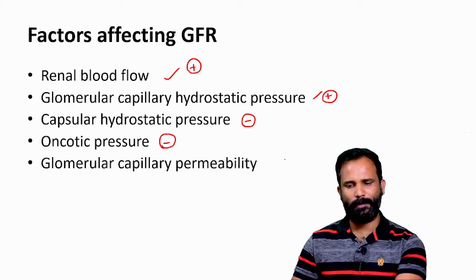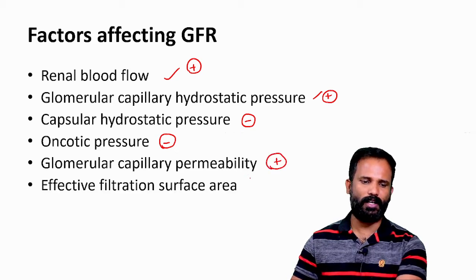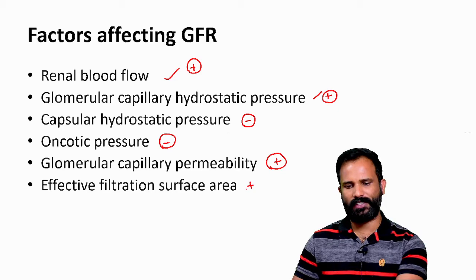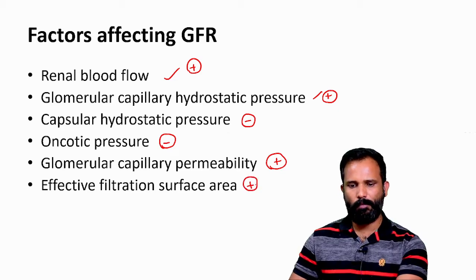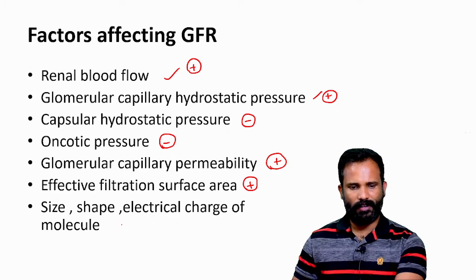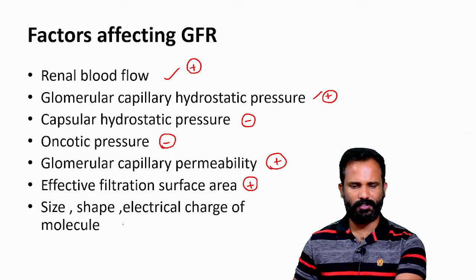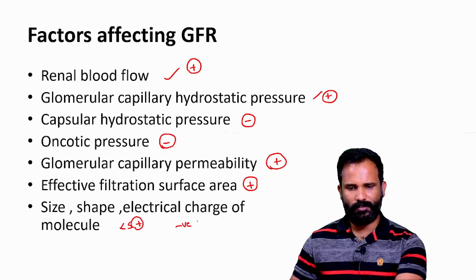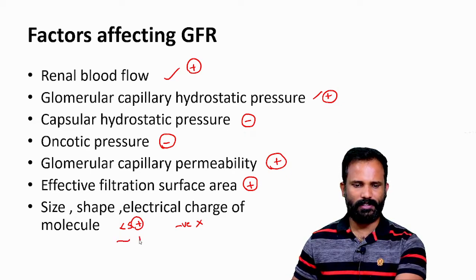Glomerular capillary permeability. More the permeability, more the GFR. Effective filtration surface area. More the surface area, more the filtration. Size, shape and electrical charge of the molecule. So smaller size favors. Negative charge repels. Shape, filamentous, more filtered.